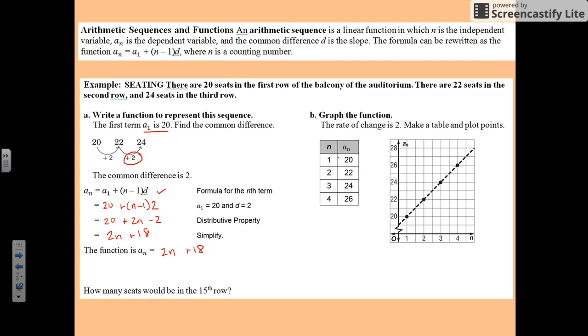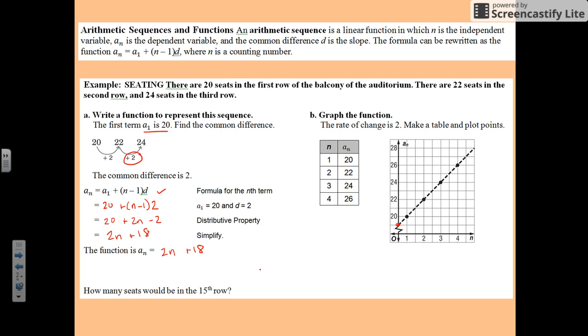And then if we want to graph that, we can use that to make a table, and we would find all those points. Notice that it makes a straight line. Notice that it crosses the y-axis there at 18, which is what I said our y-intercept would be. Okay? So how many seats would there be in the 15th row?